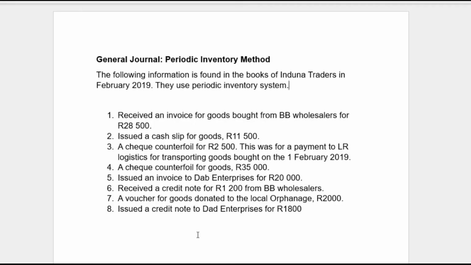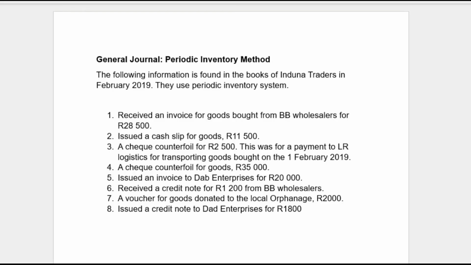Today I'll be helping you on how to prepare general journal following the periodic inventory method or inventory system. So without any waste of time, let's go to the transactions and the information provided. The following information is found in the books of Induna Traders in February 2019. They use periodic inventory system, right?